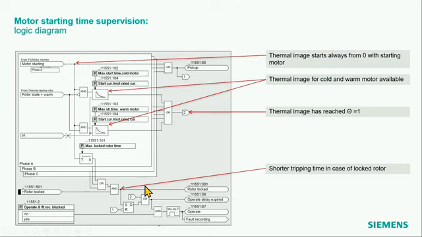What else? In case of a locked rotor, here is the locked rotor time, the maximum locked rotor time, coming also from, this goes in as soon as there is the starting condition. And if the maximum locked rotor time has elapsed and the binary input is there, then I will trip immediately. So this is the locked rotor shortcut, what we have here.